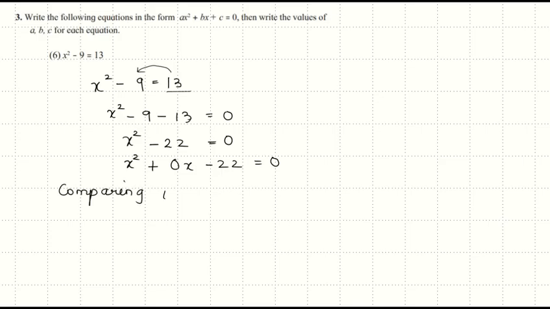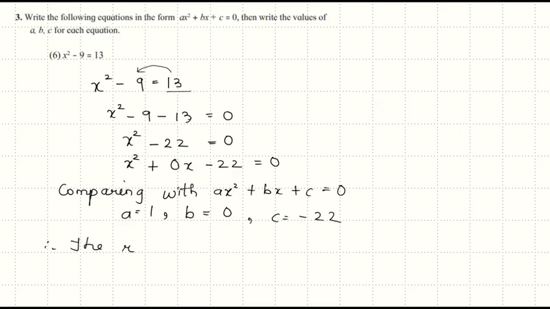Now comparing it with ax square plus bx plus c is equal to 0, we get a is equal to 1, b is equal to 0, c is equal to minus 22. And therefore, the required equation is x square plus 0x minus 22 is equal to 0.